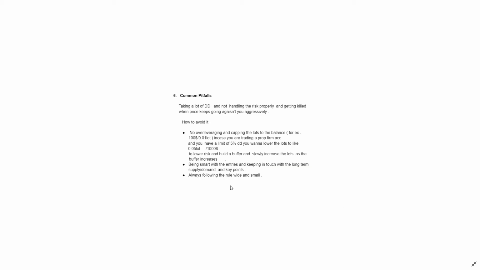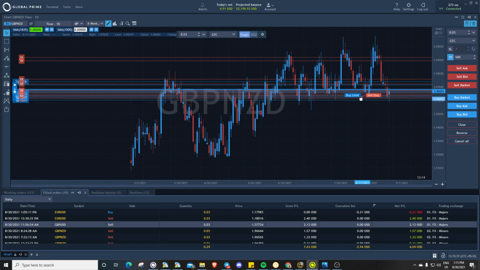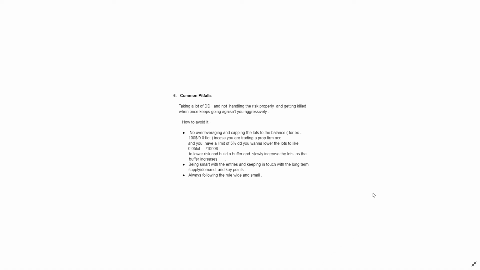Then we have being smart with the entries and keeping in touch with the long-term supply and demand. So the daily analysis which we did here, I'm going to show you on the GPNZ: we have the demand and supply here. We have the long-term direction. So we've got to keep in touch. Whenever we are trading on the 1 minute, we know okay, the daily is in the direction of long, so we only go long, no short, nothing else.